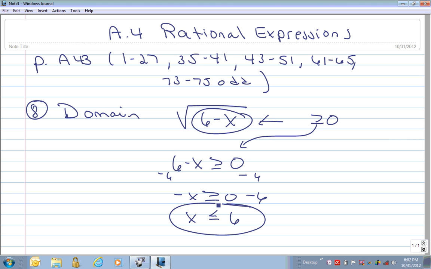You can always test it out, and I would, just to make sure you catch all your mistakes. So less than or equal to 6. If I put a 6 there, I get a 0. That's good: 6 minus 6 is 0, and the square root of 0 is good. Less than 6, let's pick 0. So 6 minus 0 would be 6. The square root of 6 would be a positive number, and that is good. All right, let's move on.